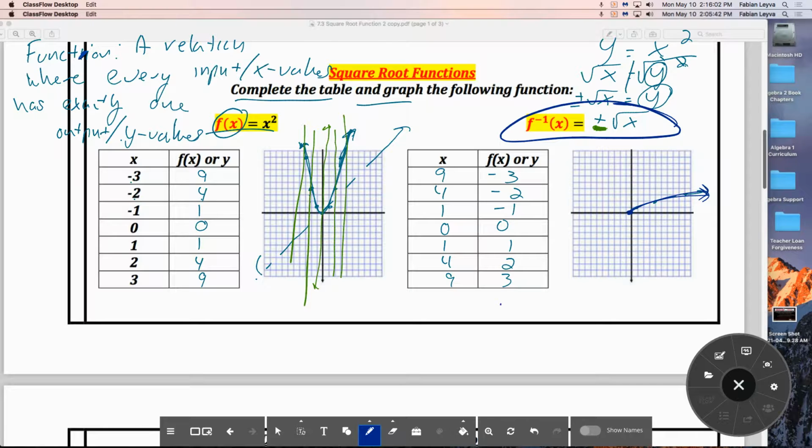All right, you guys getting ready to start on how to graph these? Okay.